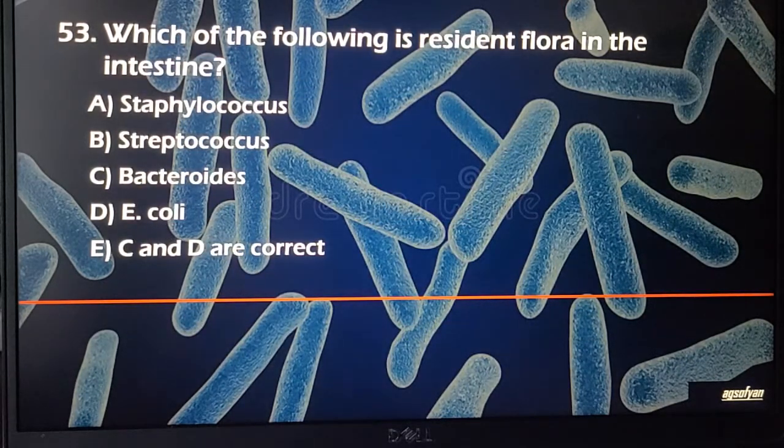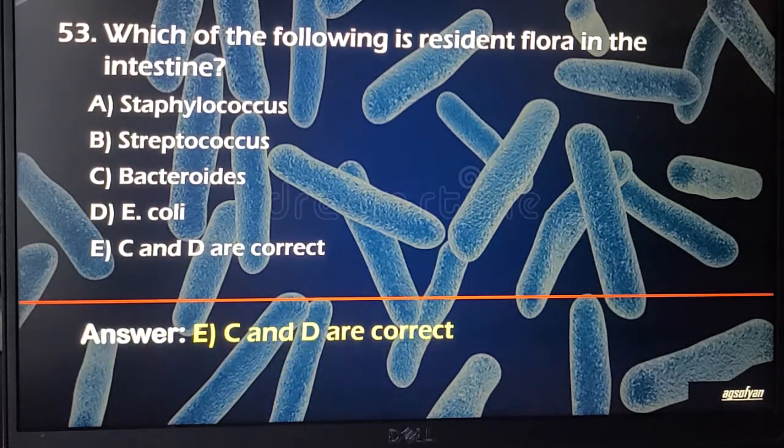Number 53. Which of the following is resident flora in the intestine? A. Staphylococcus. B. Streptococcus. C. Bacteroides. D. E. coli. Or E. C and D are correct. Choose your answer. Yes, the answer is C and D are correct.